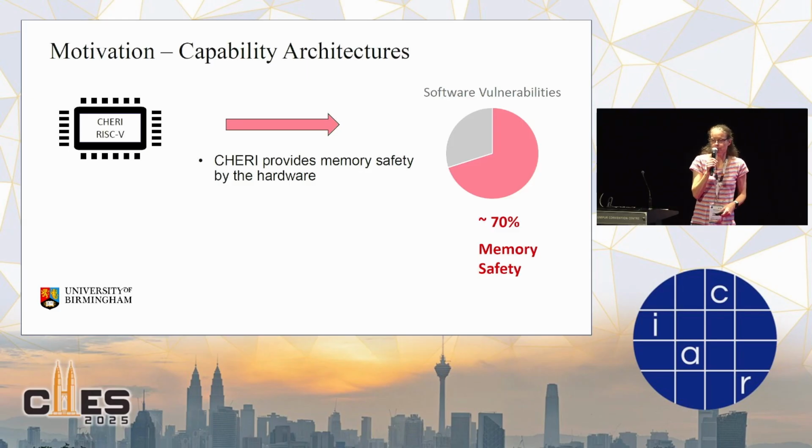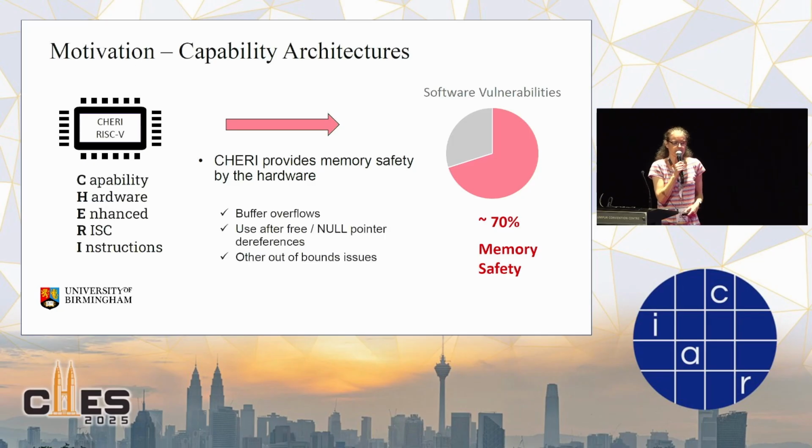So the CHERI capability architecture is a hardware-based architecture providing memory safety down at the hardware level and can protect against around 70% of all software vulnerabilities. CHERI itself stands for Capability Hardware Enhanced RISC Instructions and is an instruction set extension for RISC-based processors to provide fine-grained access control to memory. And it can protect against vulnerabilities such as buffer overflows, null-pointer dereferences, and other types of out-of-bounds memory issues.